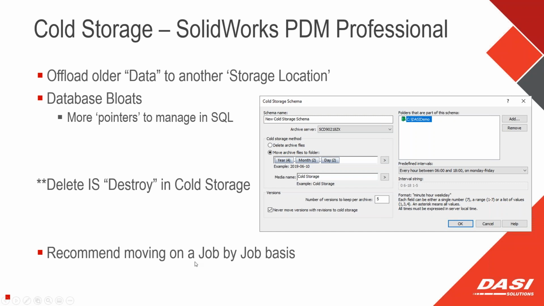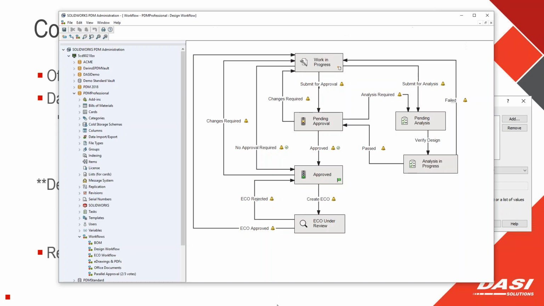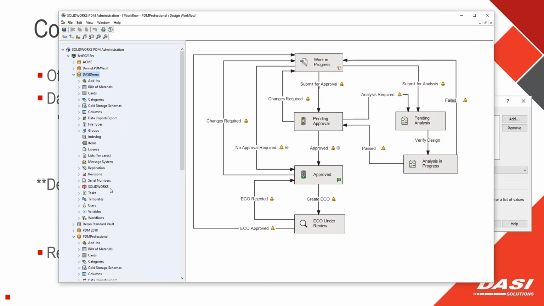Really, mostly we recommend doing this on a job-by-job basis. There are automated tools set up that can do this, and I'm going to move into that really quickly right now just to show you where that is. Wherever you happen to be within your Vault admin tool, you'll see right about in the middle here, we've got cold storage schemas. With that, you can simply create a new one by right-clicking.